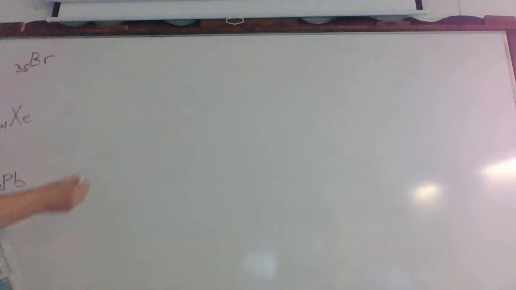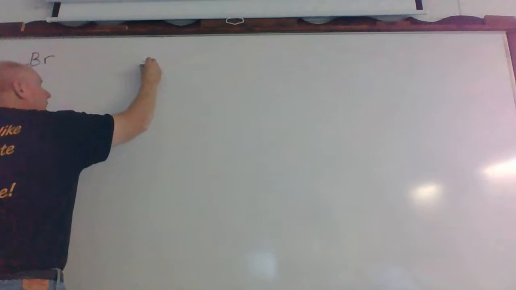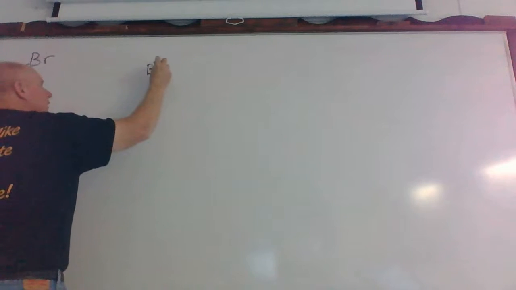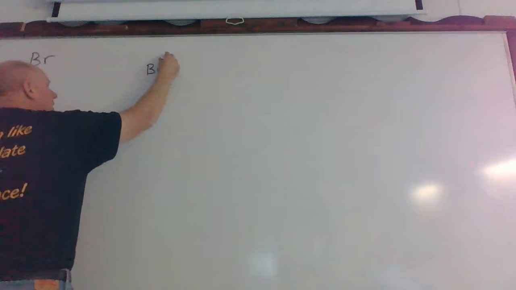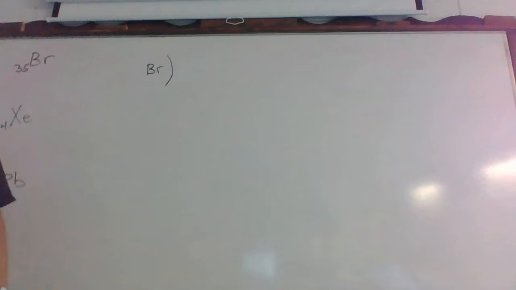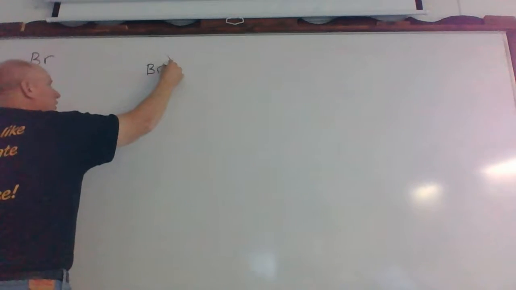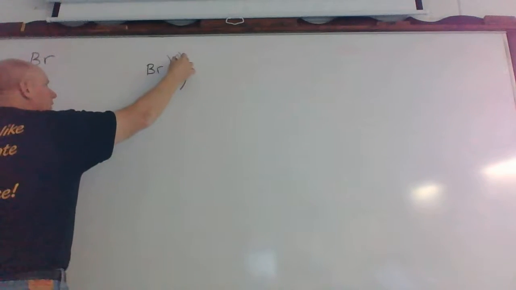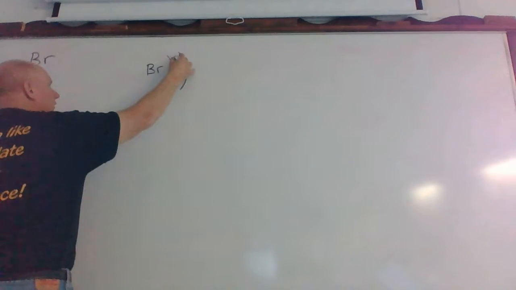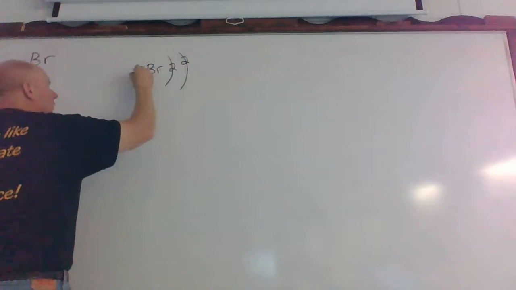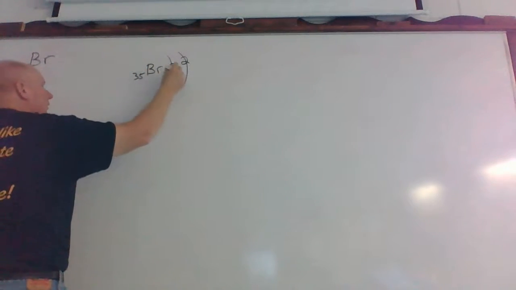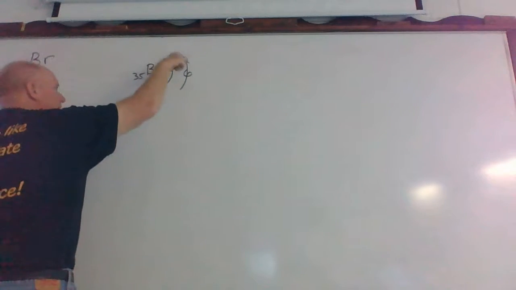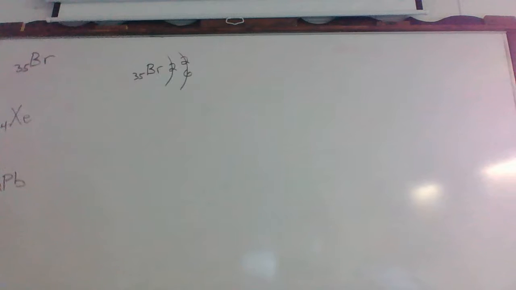Okay, so if we're doing the Bohr model for that, here's our nucleus, and the first energy level, shouldn't be no surprise, we go 1s2. Then where we go, 2s2, 2p what? Now, all of these numbers should add up to what? 35. Should add up to 35, okay? So we're up to 10.